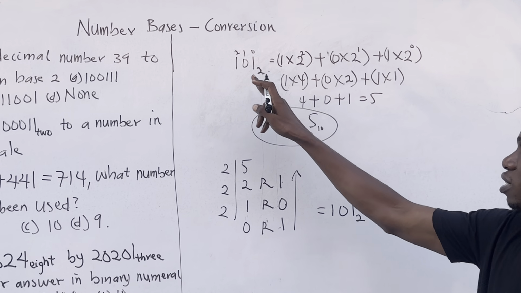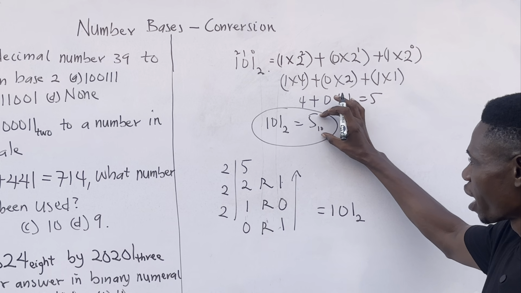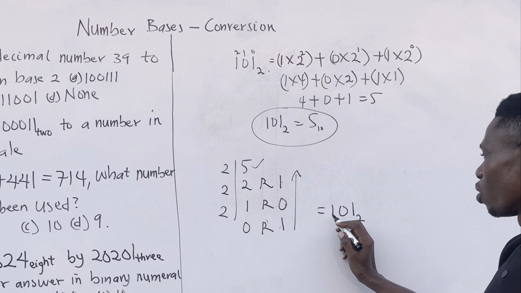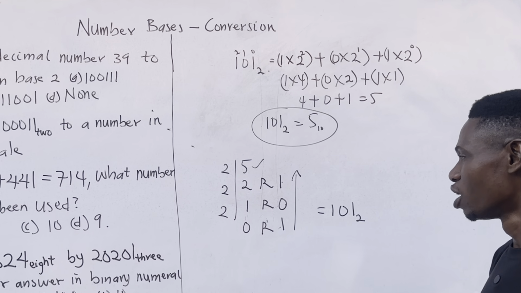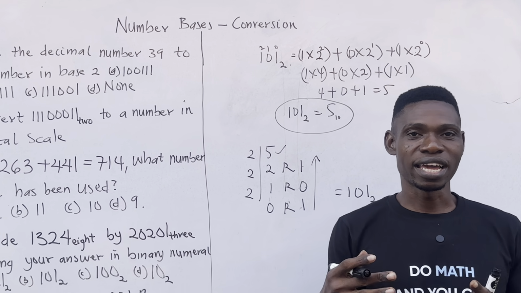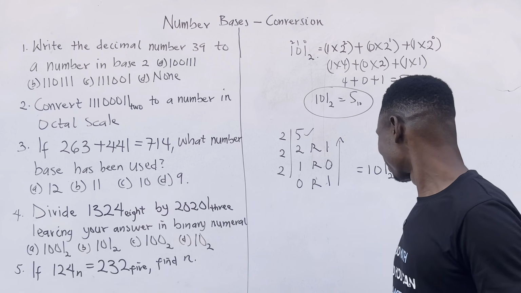So, as you can see, 1, 0, 1 in base 2, we converted it to base 10, we had 5. Now 5, we converted it back to base 2, we had our 1, 0, 1. So that's the basic thing we need to understand for this lecture. Now let's apply that to solve the problems we have. Let's go.